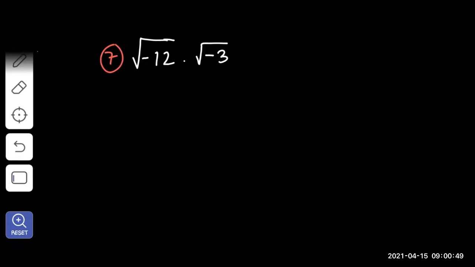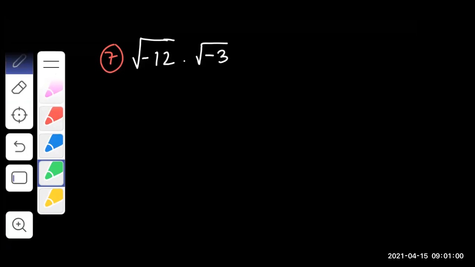Let's have a look at this one. Square root of negative 12 times square root of negative 3. Again, I have two expressions here, so I don't know what to do. I got stuck. Guys, come on, you can do it.